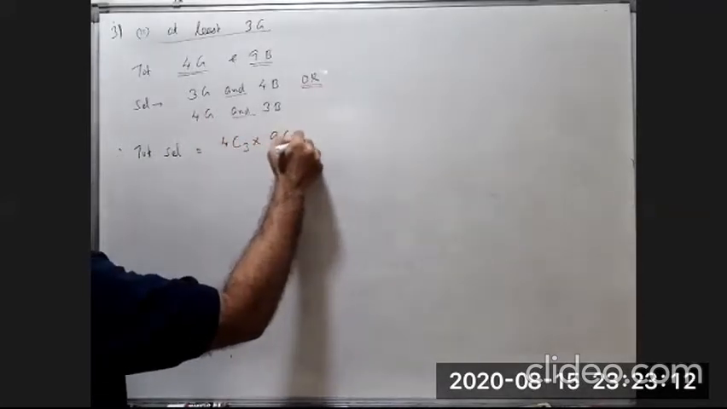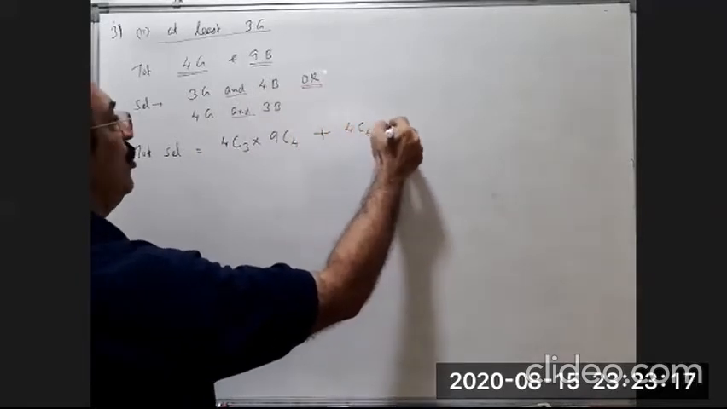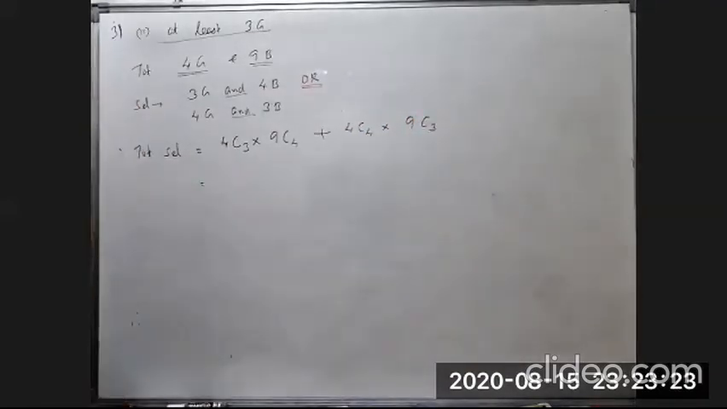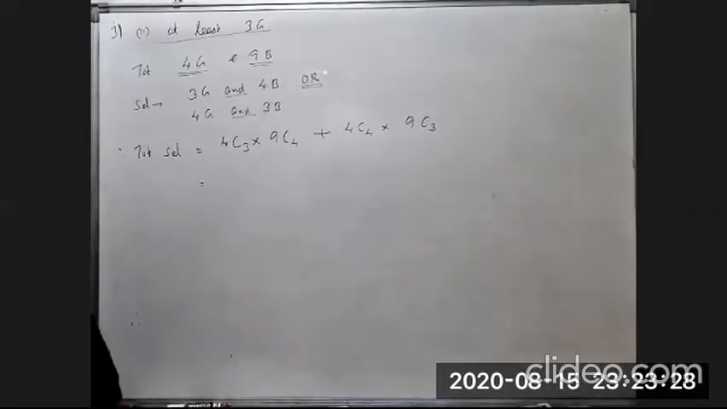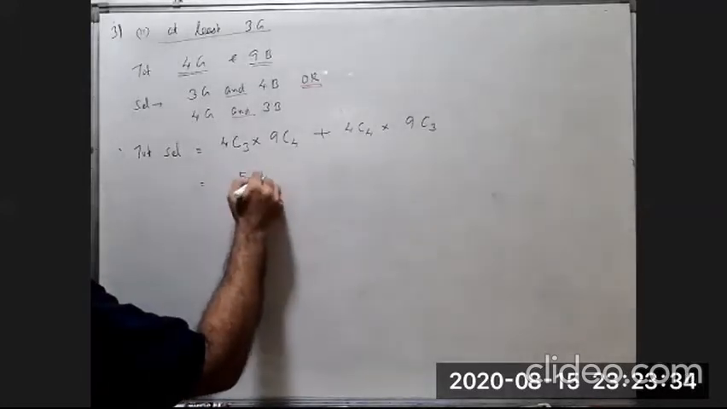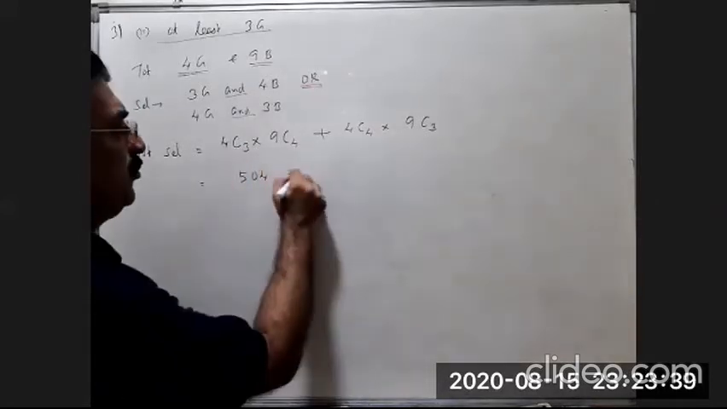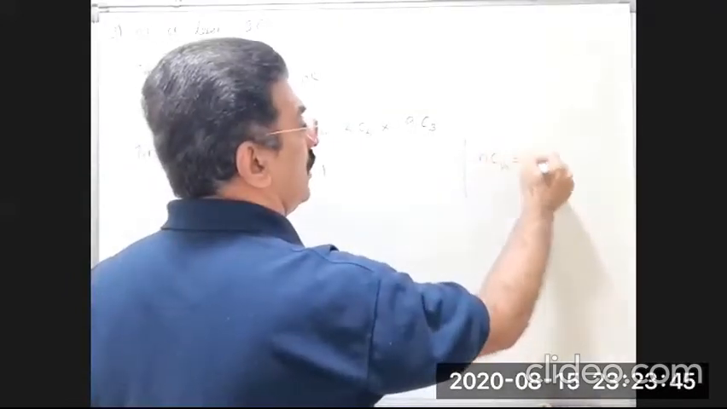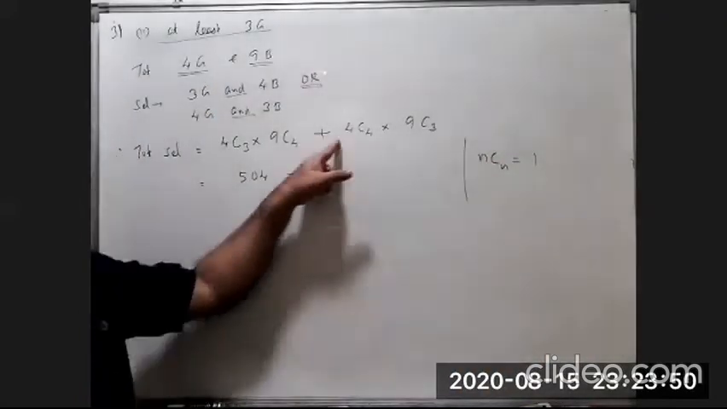4C3 into 9C4 plus 4C4 into 9C3. This one I think we did earlier. 4C3 into 9C4, that was the previous one. It is 504, I think. Yes, that was the previous one. 504 plus 4C4. 4C4 is 1. Why? nCn is 1. We learned that nCn is 1. So 4C4 is 1.